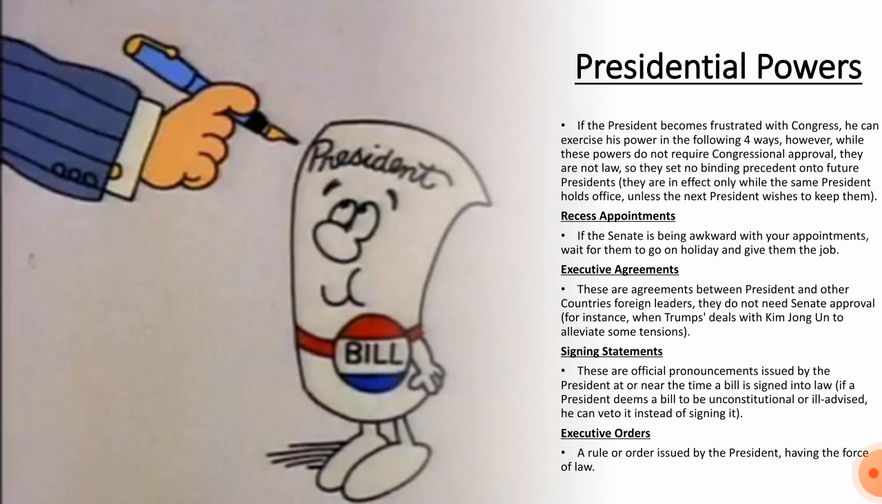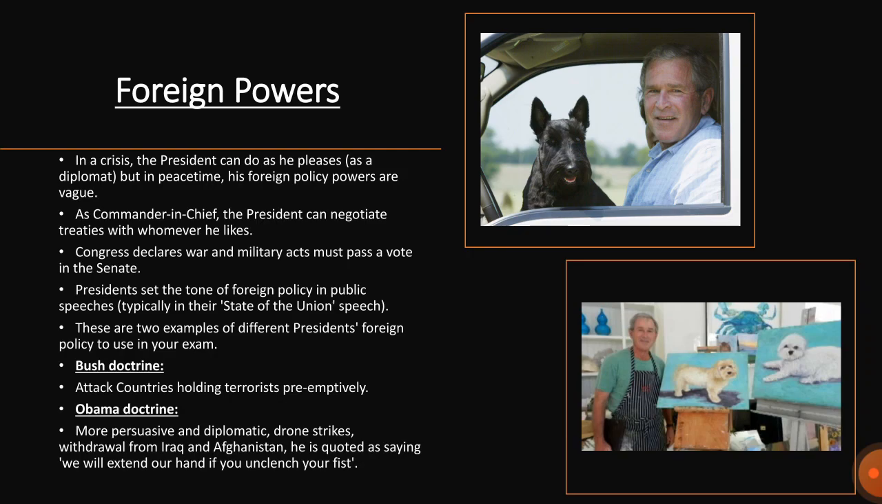Executive orders are a rule or order issued by the President having the same force of a law. Foreign powers, most relevant talking about George Bush Jr., his administration in the 2000s. In a crisis, the president can do as he pleases as a diplomat, but in peacetime, his foreign policy powers are vague. As commander-in-chief, the president can negotiate treaties with whomever he likes.